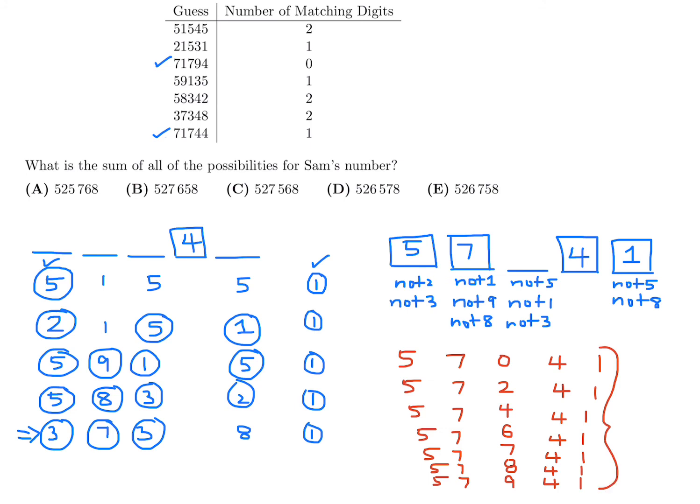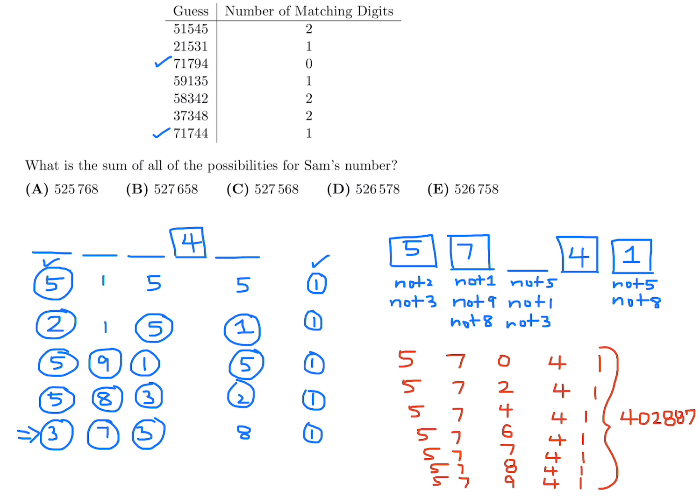Okay, let's add them up because we have to figure out the sum. And that sum is 402,887. Now, is that one of the answer choices? No. It's less than the answer choices. So that obviously means that we have to discover more.